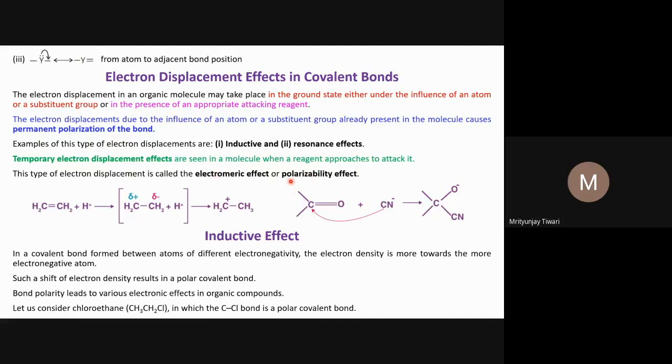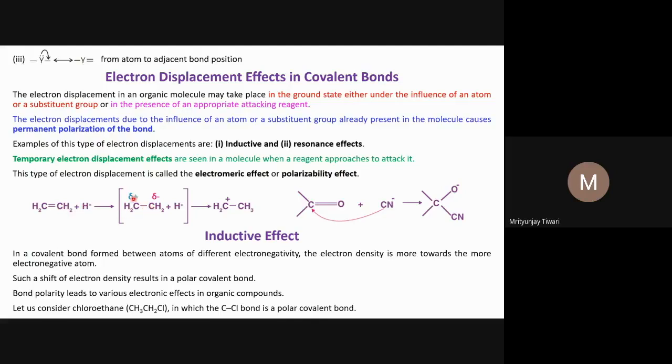So the electromeric effect is an example of the temporary electron displacement effect. If this is the chemical species, and if this chemical species is now influenced by the H plus ion, means if the acid is added to this ethylene molecule, what will happen? This pi electron pair will now move to take this H plus ion, and this H plus ion will not go to both of the carbons. Usually it will shift to one of the carbon atoms, leaving the CH3. The electron density which was between this carbon atom and this carbon atom has now shifted to this carbon and this hydrogen atom.